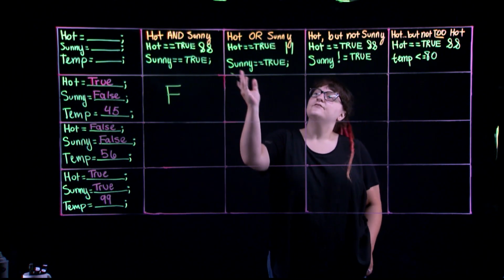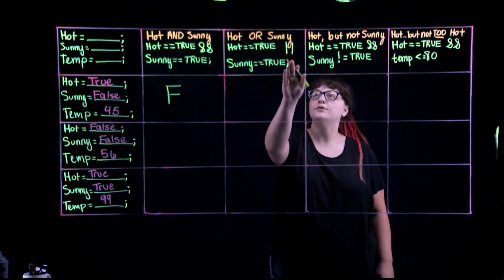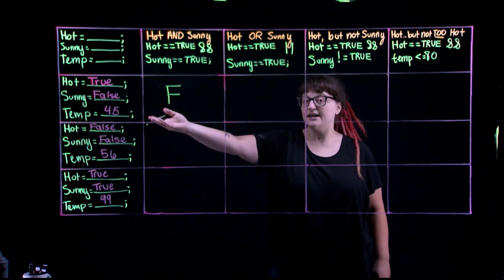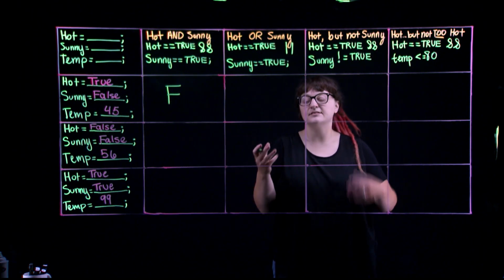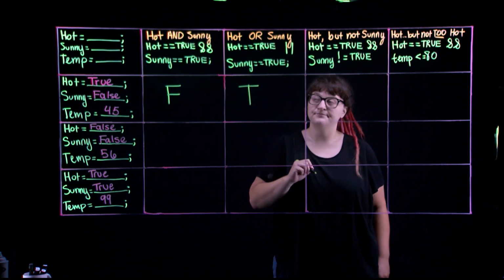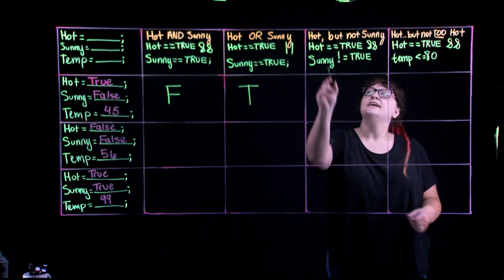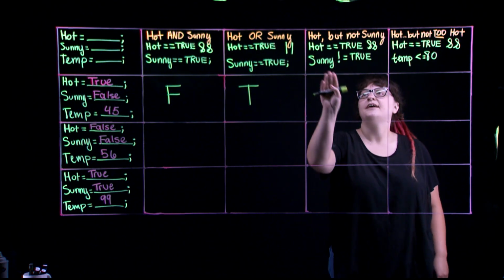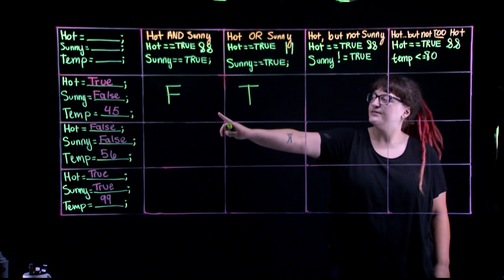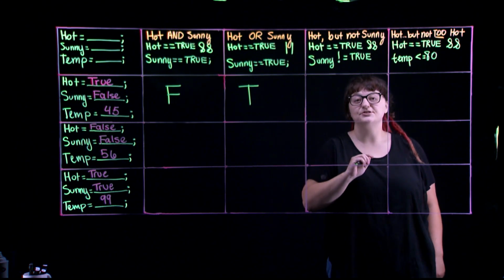Next, for hot or sunny, hot needs to be equal to true, or sunny could be equal to true. Looking at our test data, hot is equal to true, sunny is false, but that's okay. Since this is an or statement, only one of them needs to be true. And hot is currently equal to true, so that works for us. Hot but not sunny. Hot is equal to true, and sunny is not equal to true. We've got hot equal to true, sunny's false, which is not true, so this one's true for us as well.